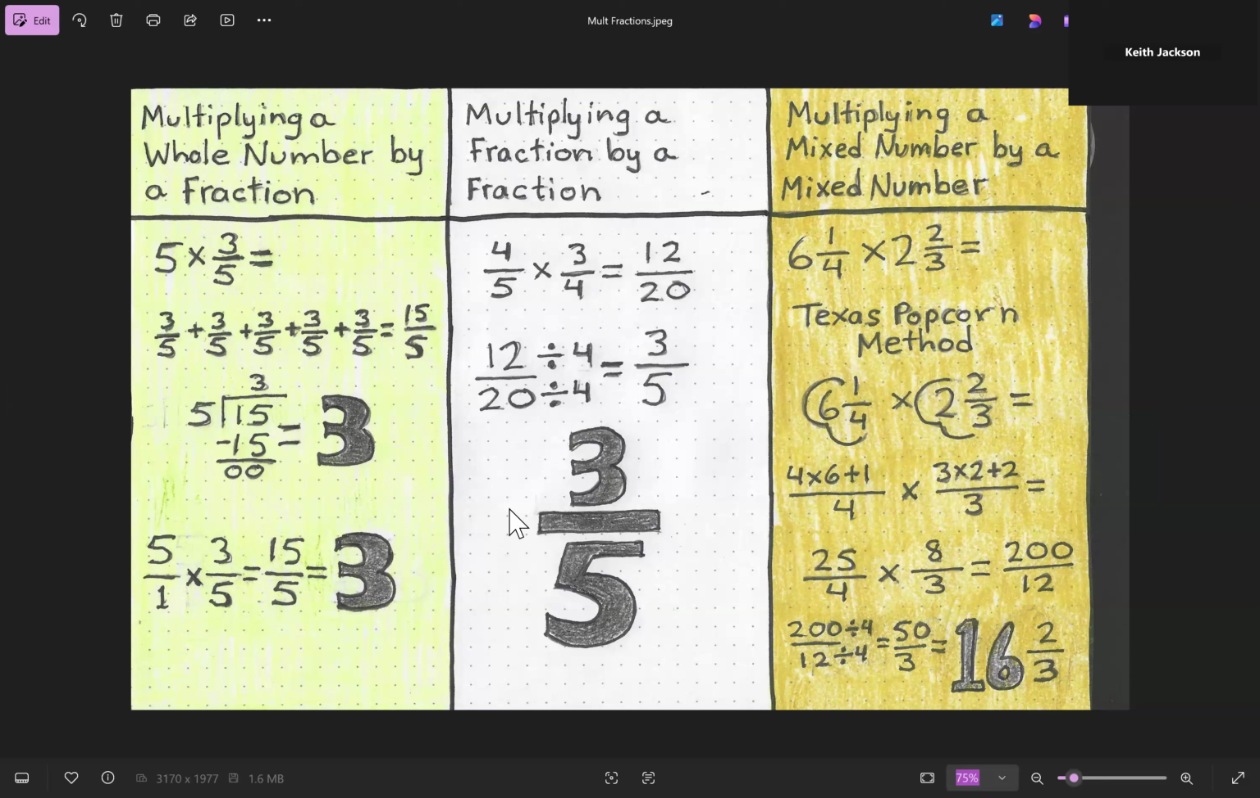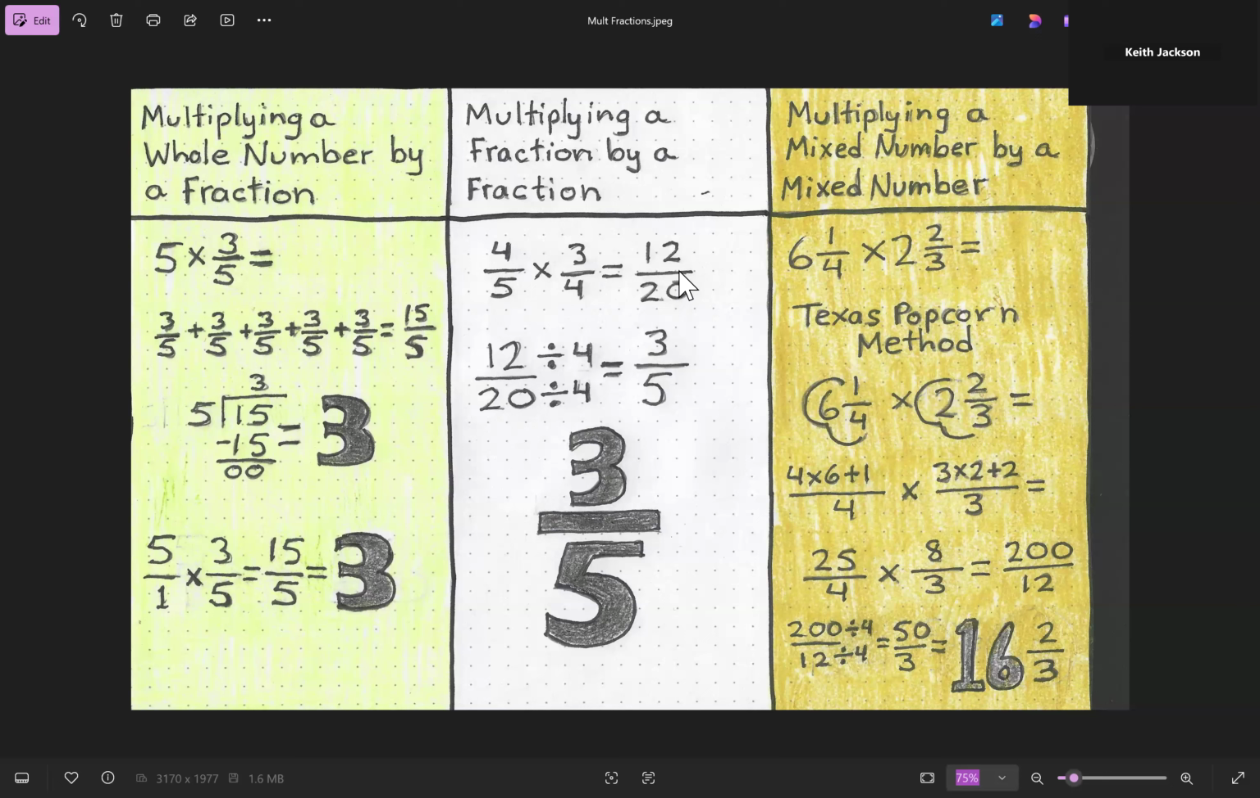Now let us move on to our second big example in which we're going to multiply a fraction by a fraction. In this case, we have 4/5 times 3/4. And all we're going to do is just multiply straight across. We can multiply it like this. 4 times 3 will give us 12, and 5 times 4 will give us 20.